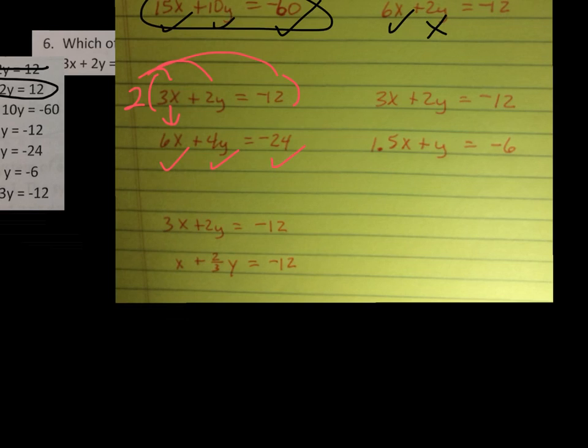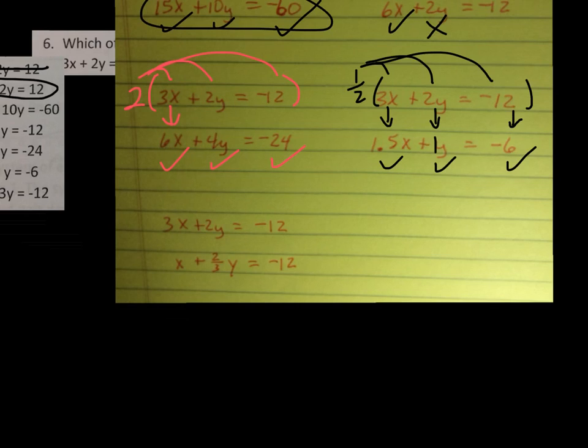Now, this next one's a little tricky. How do you go from 3 to 1.5? And how do you go from 2 to 1? And from negative 12 to negative 6? Well, if you guess that you multiply everything by 1/2 or you divide everything in half, you are correct. Half of 3 is 1.5. Half of 2 is 1. Half of negative 12 is negative 6, and therefore that is a solution.